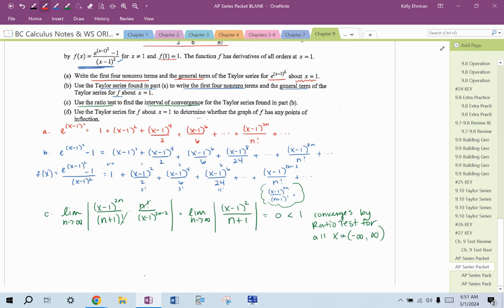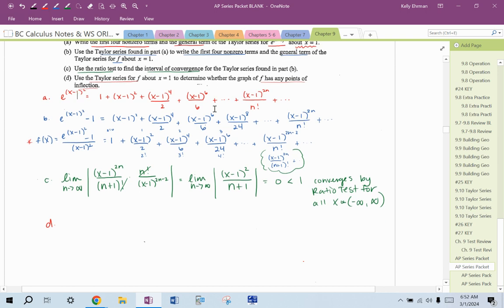All right, and part D says use the Taylor series for f. So again, use this thing to determine whether the graph of f has any points of inflection. So how do we, this is way back to like chapter 3, how do we determine points of inflection? There are points of inflection if the second derivative changes signs. So we need a second derivative.